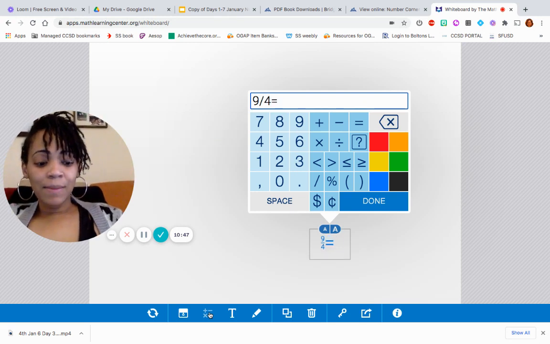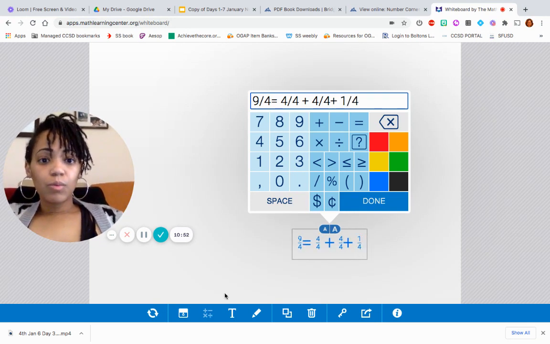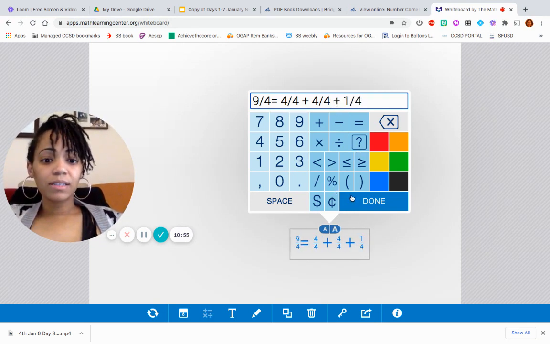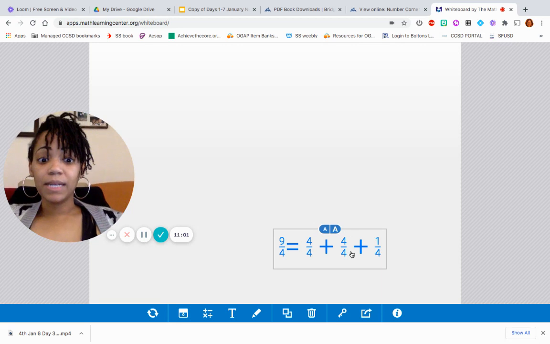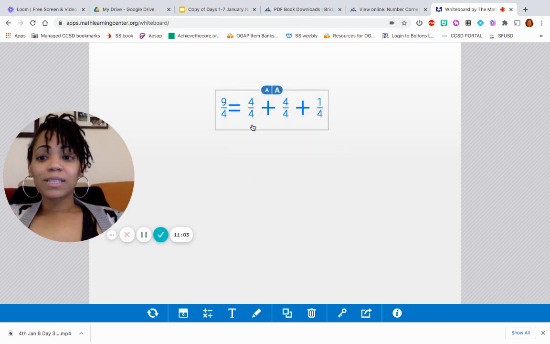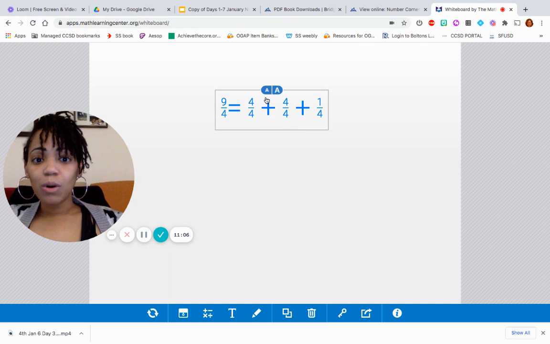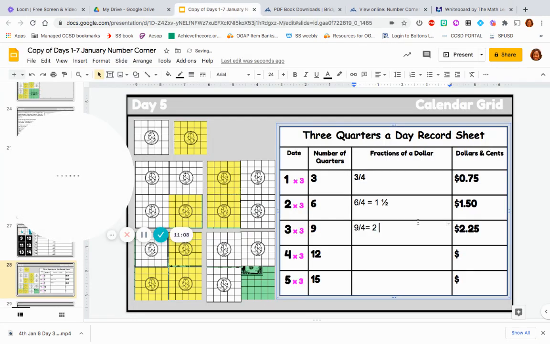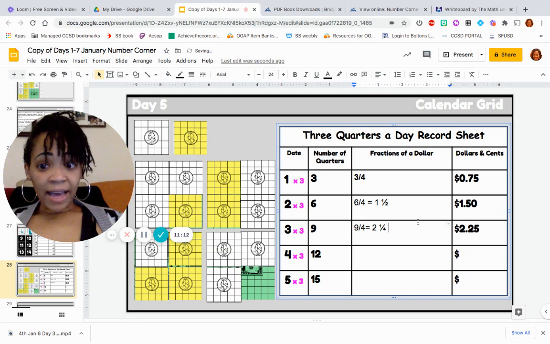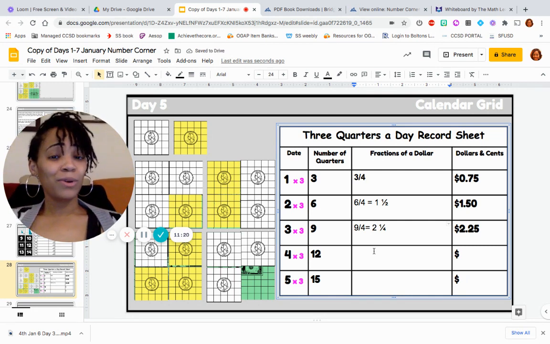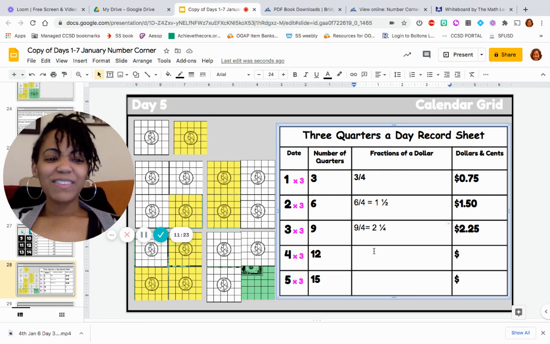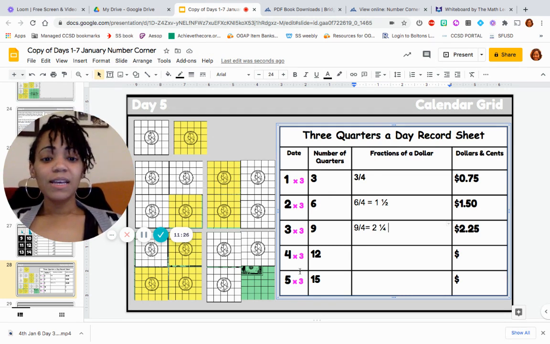9/4 is the same as 4/4 plus 4/4 plus 1/4. Right? I have 4 plus 4 is 8 plus 1 is 9, since they have the same denominator. And each 4/4 is equivalent to 1 whole. So I have 2 wholes and 1/4. So if you know that, you could easily figure out how much money there is without having to use our visual representations over here. Because that's 2 full dollars plus a fourth of a dollar. And we know a fourth of a dollar is 25 cents. Okay? Now on to day 4.